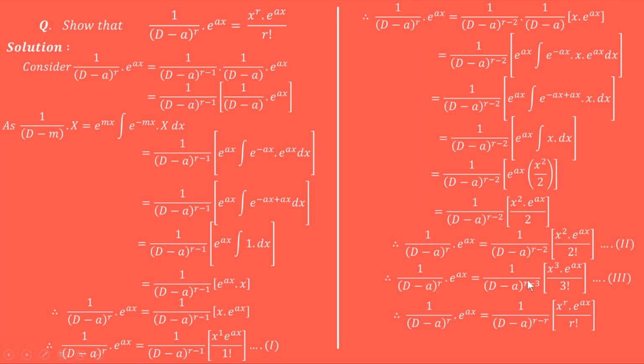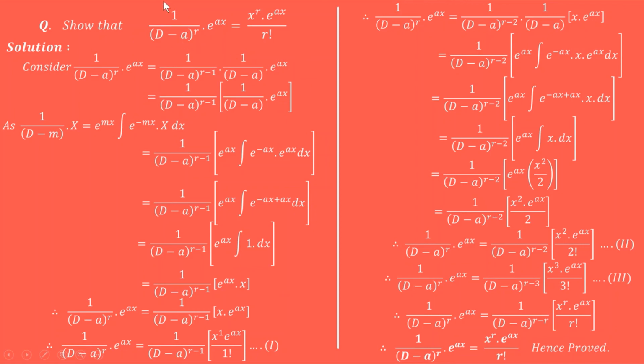If we take here r, we get x^r e^x / r!. But r minus r is 0, and any number raised to 0 is 1, so this becomes 1 upon 1, that is 1. So on this side we get only x^r e^x / r!, and this is as it is. Lastly, we get 1/(D-a)^r e^x = x^r e^x / r!. Hence proved. That was to show.